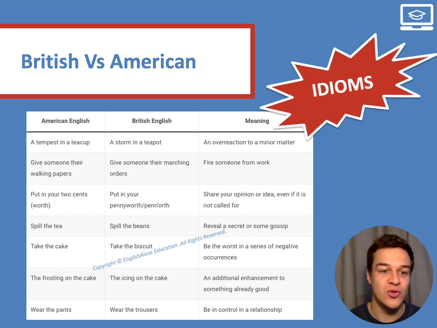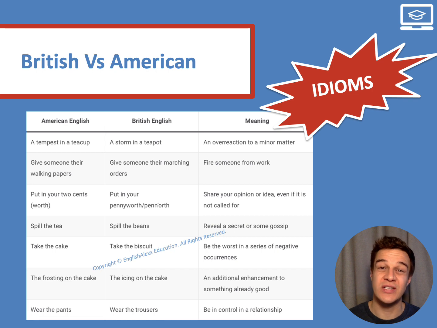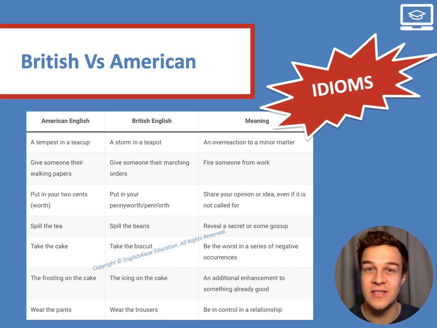Okay, and then the next one is to wear the pants, and the British English version is to wear the trousers, as we discussed earlier. Brits say trousers and Americans say pants, and this means to be in control in a relationship. So an example would be like this. Okay, so you need to be at home at 8 p.m. on a Saturday night. So it's your wife who wears the trousers, huh? Your wife wears the trousers in the relationship.